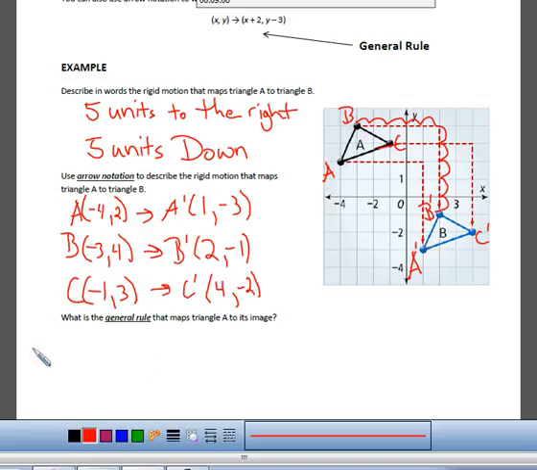So now the last task that you are going to do is, I'm actually going to have you finish this on your own. What is the general rule that maps triangle A to its image? So, what are we doing to these points to get these ones? And it's the same thing for all of them. So I'm going to start you out, so everybody write this down. You've got point XY, that's the original point, and you're translating or sliding it a certain way. And your rule is going to look like X plus or minus something, and Y plus or minus something.